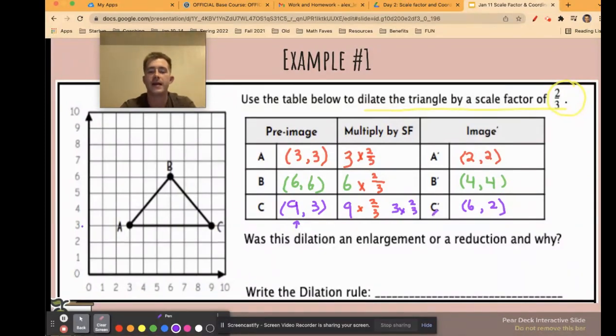All right. Was my dilation an enlargement or a reduction? Well, I can even take it one step further. You guys do not have to do this on your screen, but check it out. If I actually plot all three of these points, let me plot this one first. 2, comma 2, right about here. I'll call this A with an apostrophe on it. Next one, let's do 4, comma 4, would be about right here. And this would be B with the apostrophe on it. Letter C would be at 6 and 2, right about here.